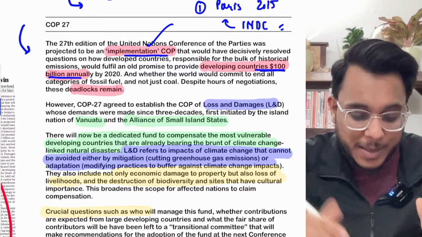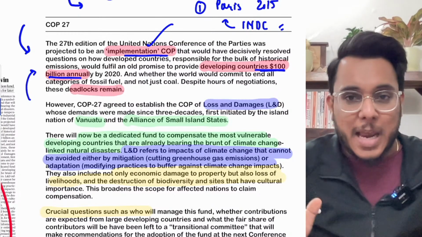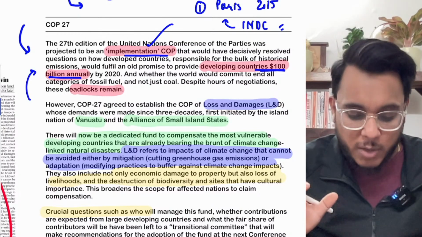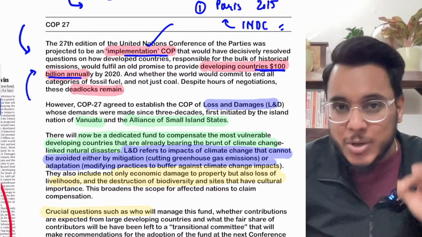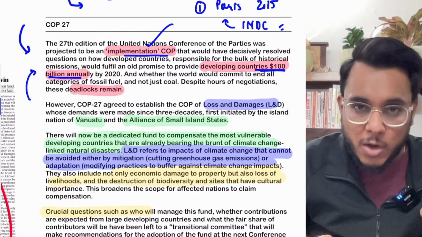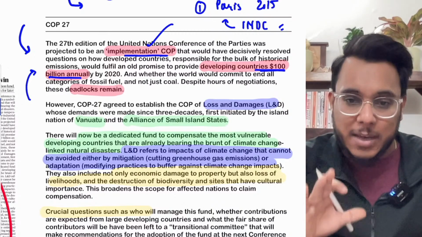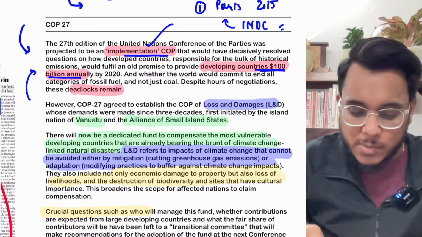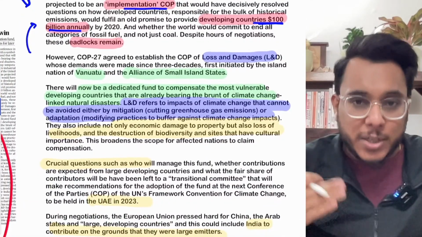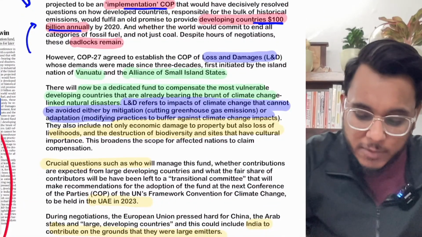This funding has to come till 2020, but up till now this $100 billion funding has not come. So it was expected that the implementation of the climate fund of $100 billion will also happen, but actually these issues have not been resolved. Still there is the deadlock, the things stay wherever they were.